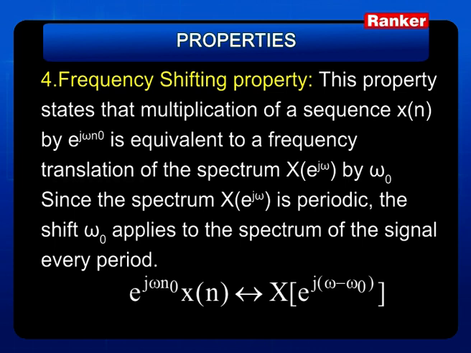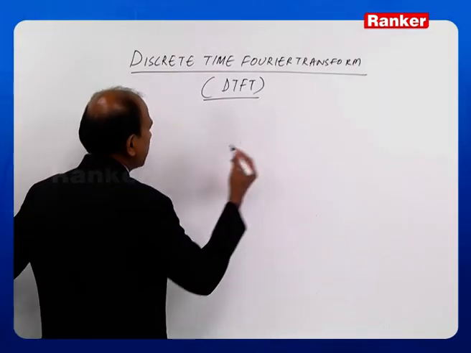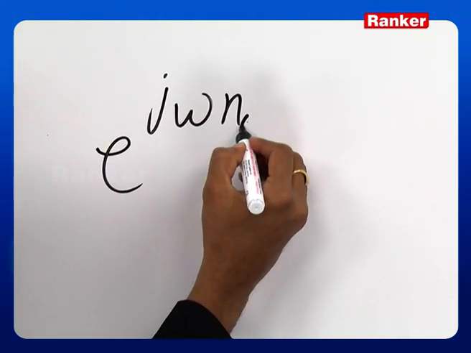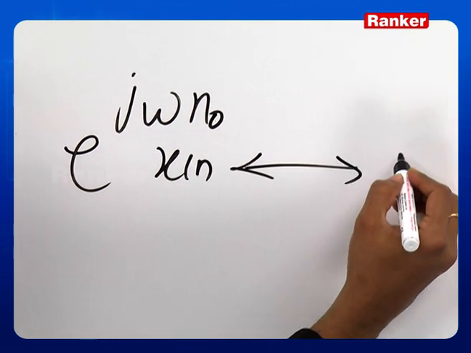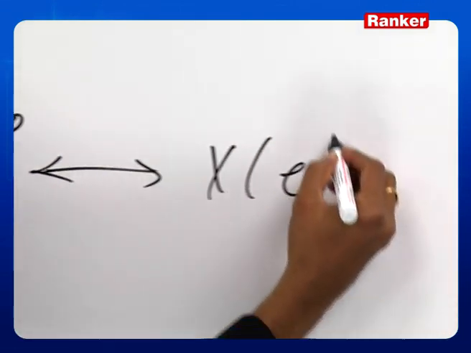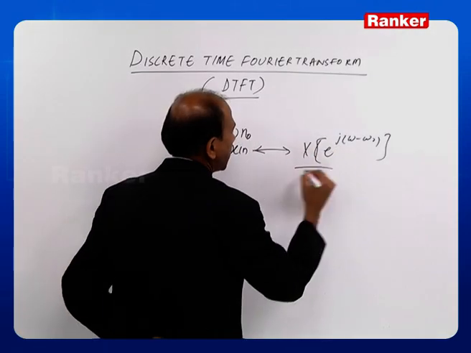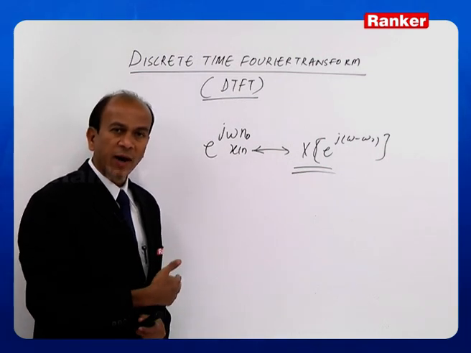That is, e to the power of j omega n naught times x of n will have a DTFT of X of e to the power of j omega minus omega naught. Okay, that is the frequency shifting property. e to the power of j omega n naught multiplied by x of n will have a DTFT equal to X of e to the power of j omega minus omega naught. This is what is called the frequency shifting property of the DTFT.